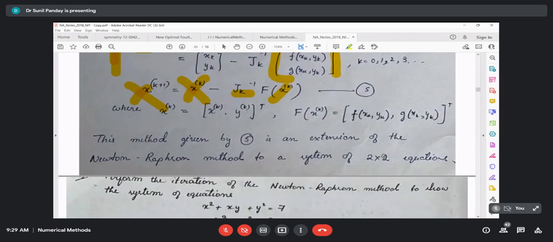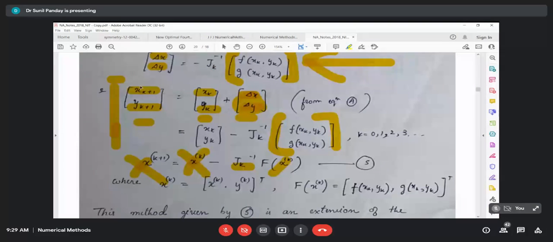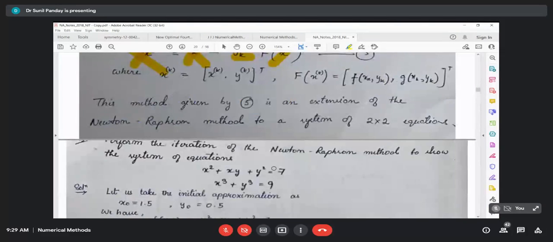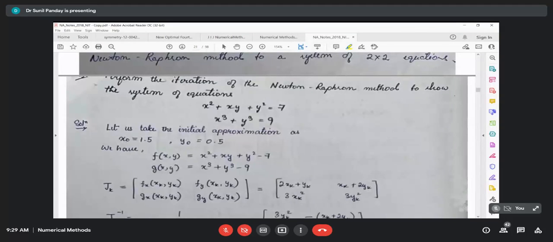So this is our Newton-Raphson method in two variables. Now we solve one problem. Perform the iteration of Newton-Raphson method to solve this system of equations. The initial guess is given to you: x naught equals 1.5 and y naught equals 0.5.